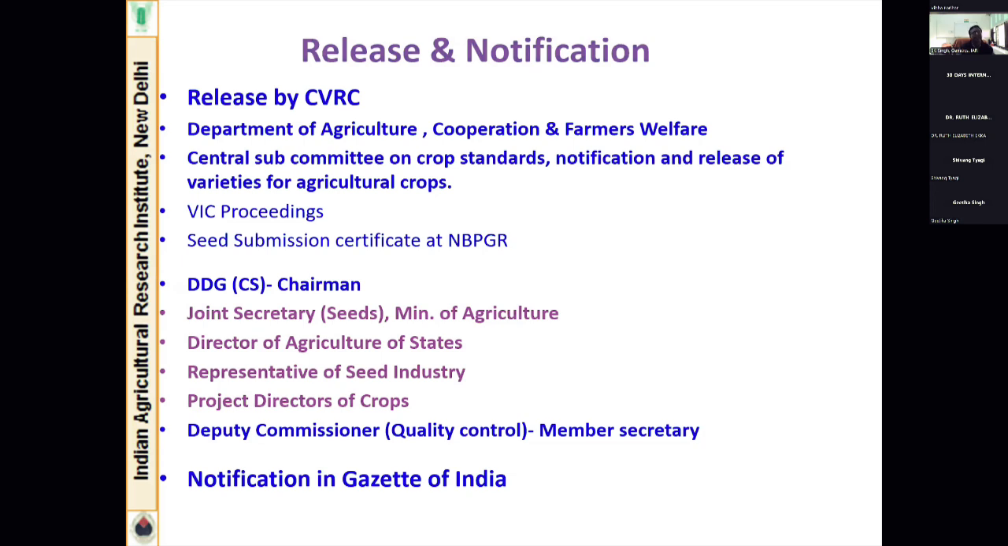This CVRC committee comprises the DDG Crop Science as chairman, the Joint Secretary Seeds, Ministry of Agriculture, Directors of Agriculture of states, representatives of the seed industry, and project directors of different crops. The Deputy Commissioner Quality Control is the member secretary. After release of the variety, it is put in the Gazette of India for notification. And after that, the seed variety can enter the seed chain.